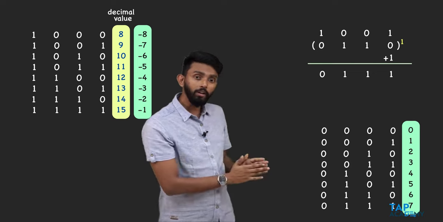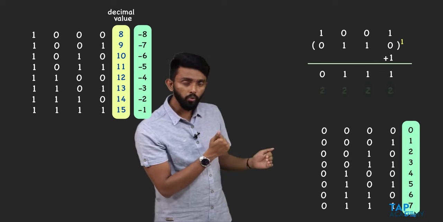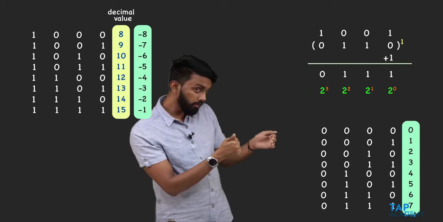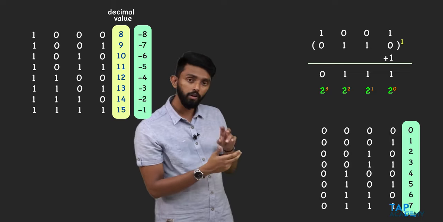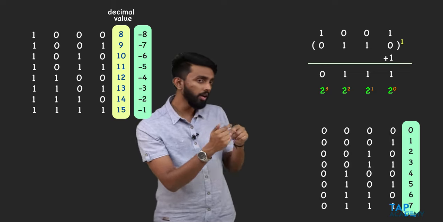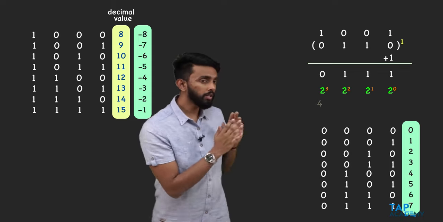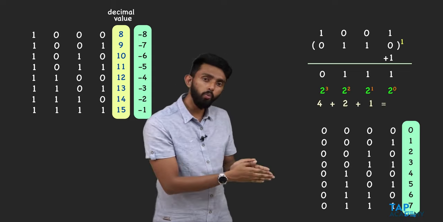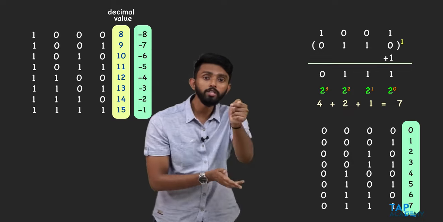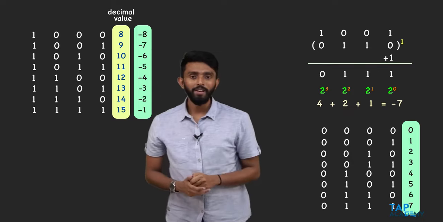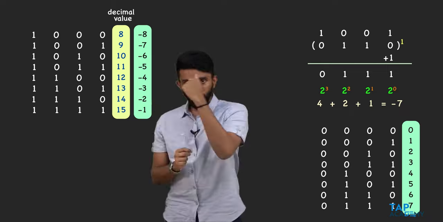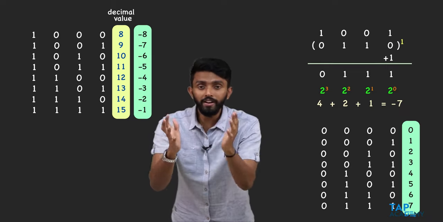Now, convert that into decimal. So see, I'm just putting the power of 2. If I put the power of 2, all of them are 1, so you have to take 2 to the power. So it is 2 to the power 2 plus 2 to the power 1 plus 2 to the power 0, which is nothing but 4 plus 2 plus 1, which is nothing but 7. Attach a negative sign, minus 7. You apply this logic to any of them, and you will see it works perfectly.